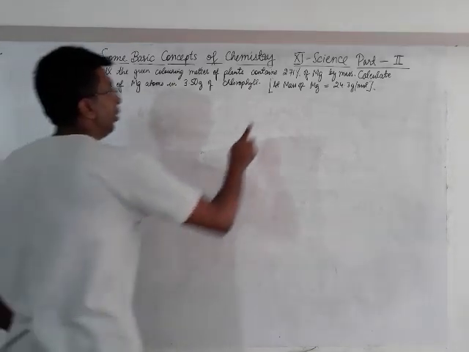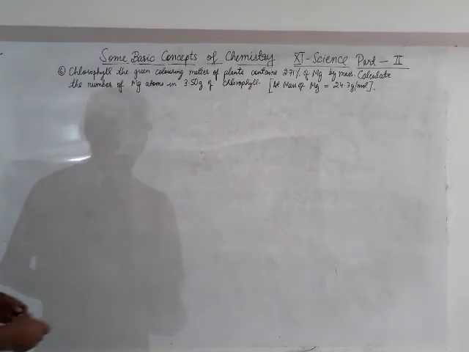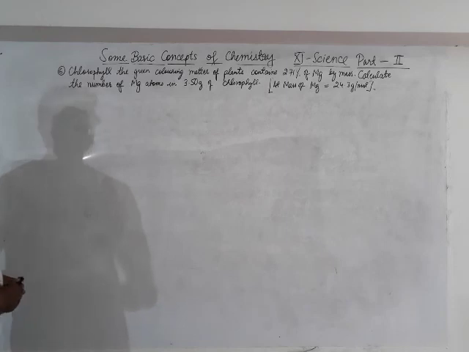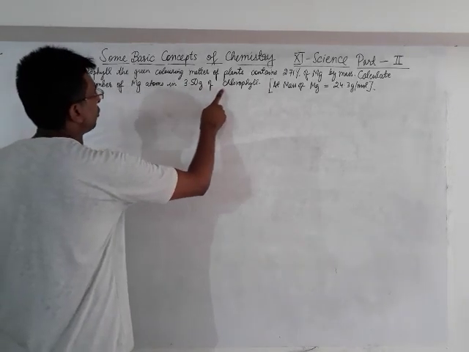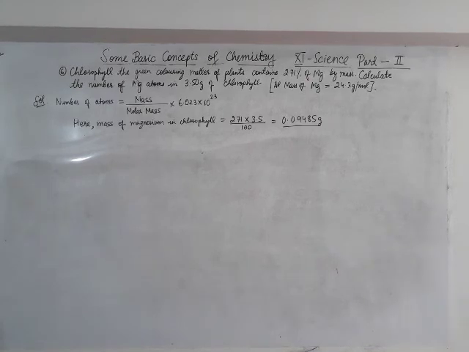The question says, number 6, chlorophyll, the green coloring matter of plants, contains 2.71% of magnesium by mass. Calculate the number of magnesium atoms present in 3.50 gram of chlorophyll. The atomic mass of magnesium is given as 24.3. Now please copy this question. I am waiting for you to copy the question.